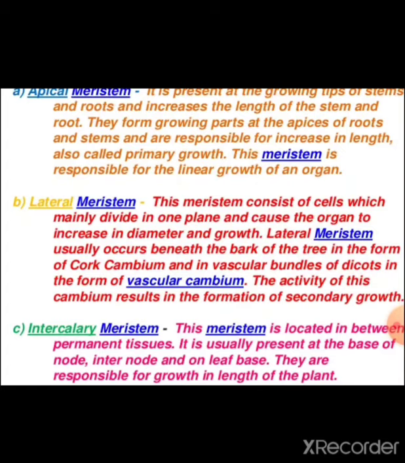Intercalary meristem. This meristem is located in between permanent tissues. It is usually present at the base of nodes, internodes and the leaf base.